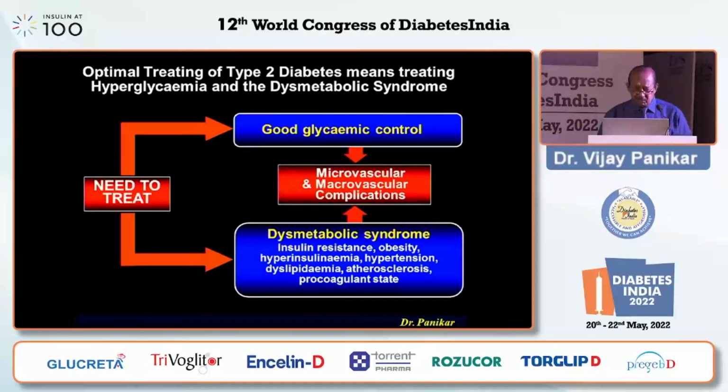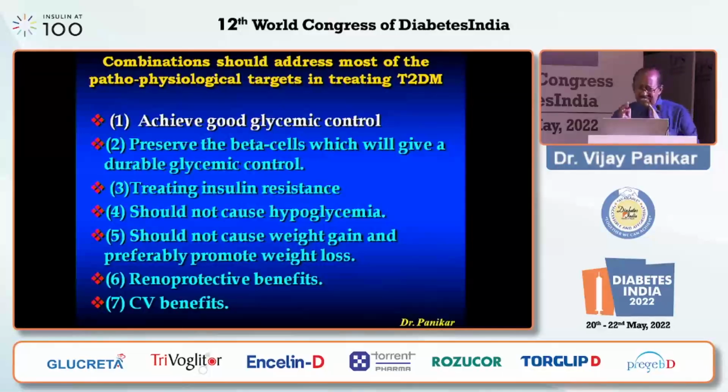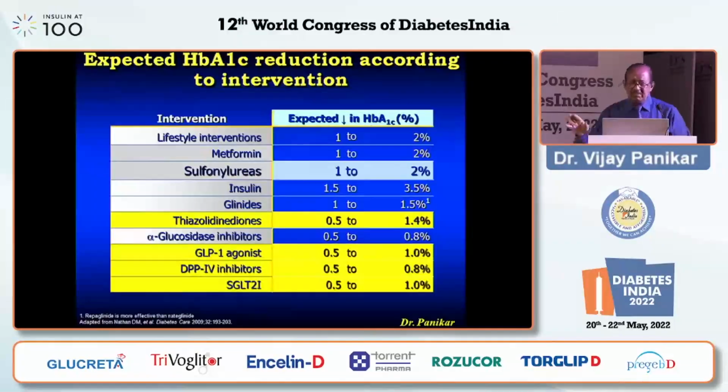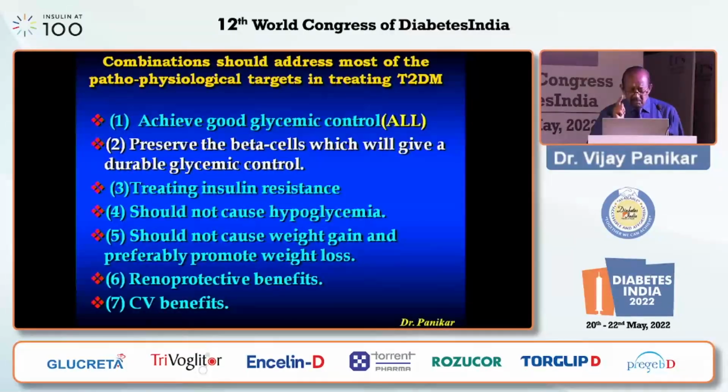You get premature atherosclerosis. So when you are treating a diabetic, what do you need to do? You need to obviously have a combination, and that's the topic. With SGLT2, what will you combine? You want a good glycemic control. Every molecule will give you a good glycemic control, the way you use it, whether it is sulfonylurea, insulin, or DPP4, whatever. Next and most important, you want to preserve beta cells, which will give durable glycemic control.